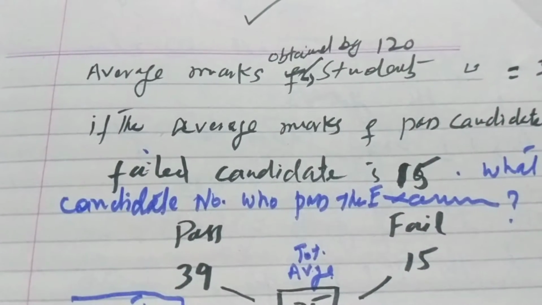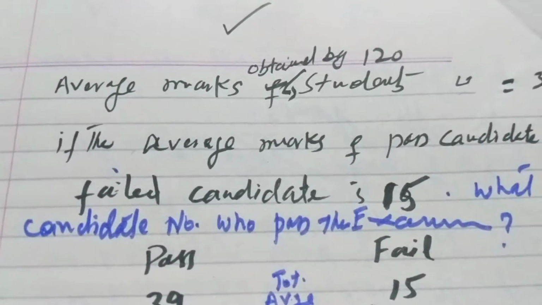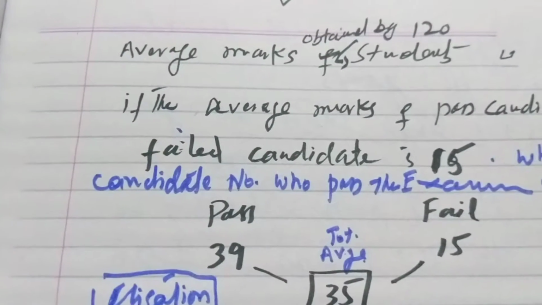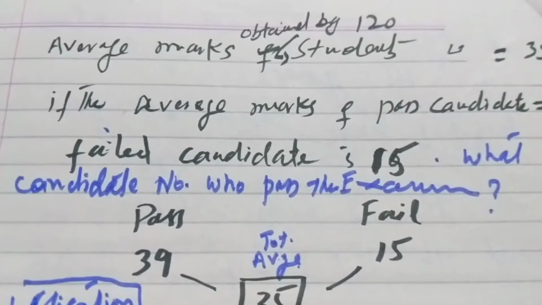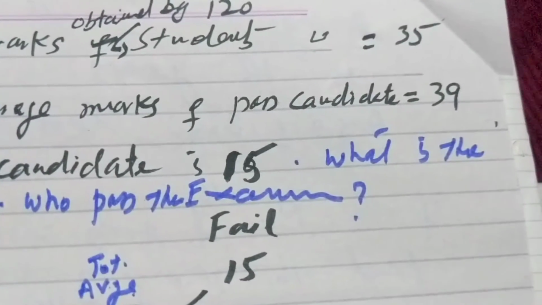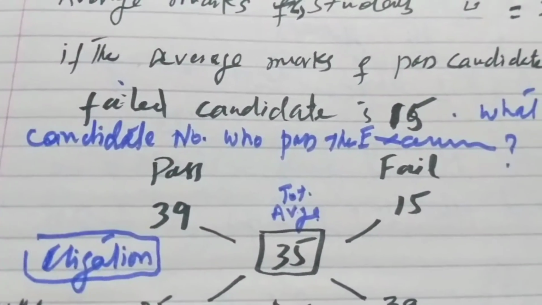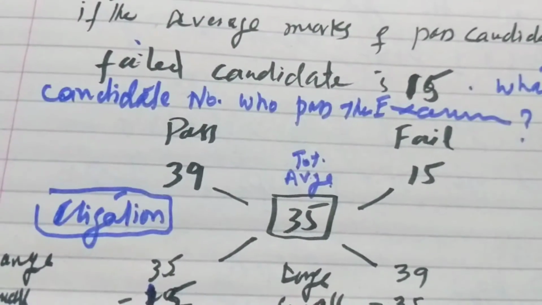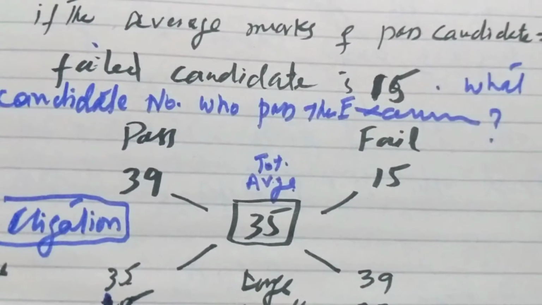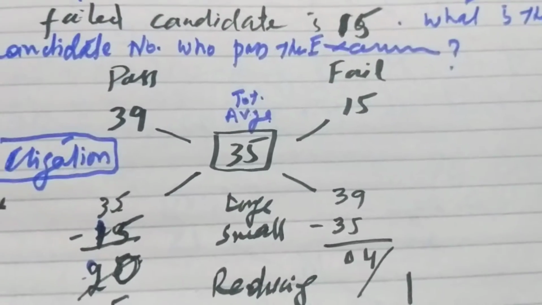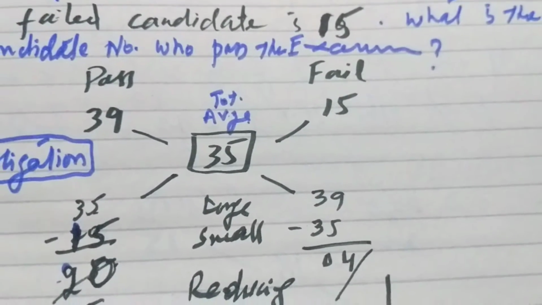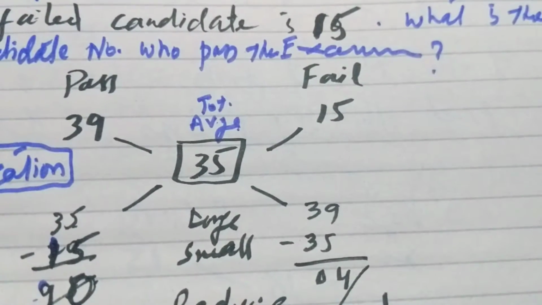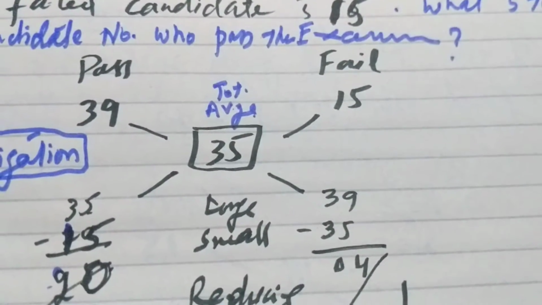Next question's statement is as follows: average marks obtained by 120 students is equal to 35. If the average marks of passed candidates is equal to 39, failed candidates is equal to 15, what is the number of candidates who passed the exam? Solution: first of all, write pass students and then fail students, and in between the total average. Pass students are 39, fail are 15 and total average is 35.